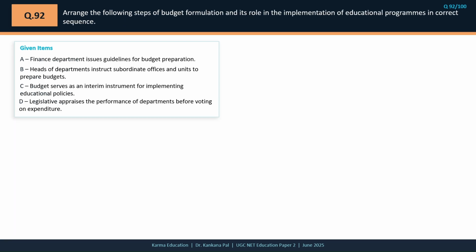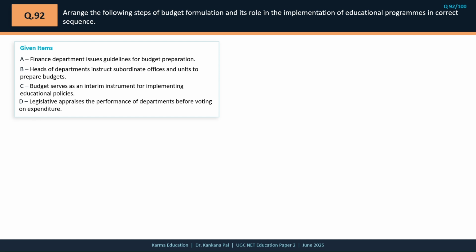Question number 92. Arrange the following steps of budget formulation and its role in implementation of educational programs. A. Finance Department issues guidelines. B. Heads of departments instruct subordinate offices. C. Budget serves as an instrument for implementing policies. D. Legislature appraises departmental performance before voting expenditure.